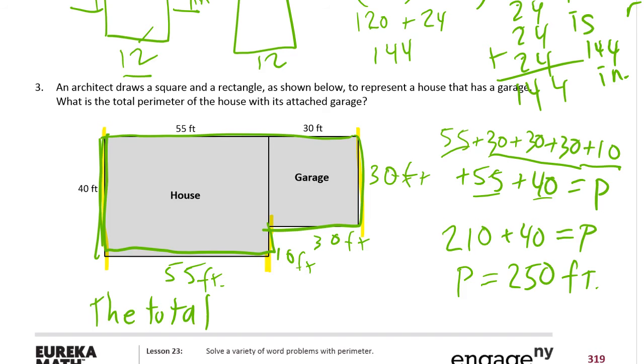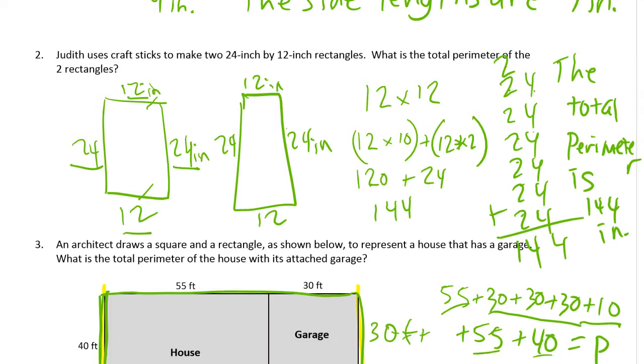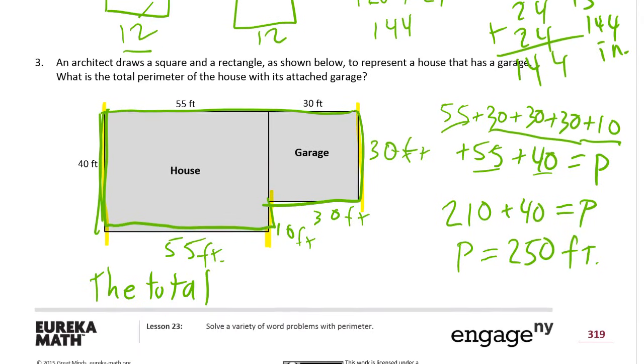It's really easy to think about this, because you just did a problem with two separate rectangles, as just figure out the perimeter of the square and the perimeter of the rectangle and add them together. But if you do that, you're adding this edge here, and that's 30 feet. That's going to be counted twice because it's the side of the garage and it's part of the side of this house.